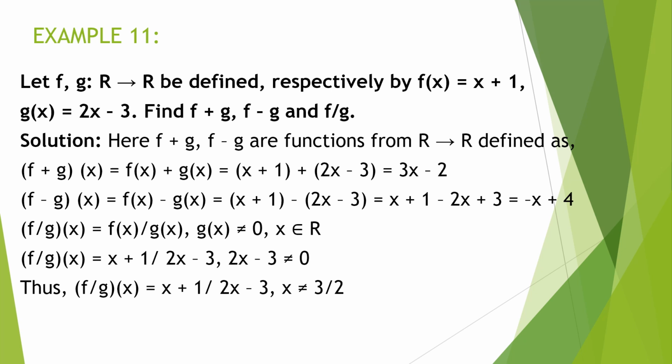By the simple algebra of functions, we have (f plus g)(x) is f(x) plus g(x), which gives us 3x minus 2. Similarly, (f minus g)(x) is f(x) minus g(x). That gives us minus x plus 4. (f upon g)(x) is defined where g(x) is not equal to 0. So (f upon g)(x) is (x plus 1) upon (2x minus 3), provided 2x minus 3 is not equal to 0, or in other words x is not equal to 3 by 2.